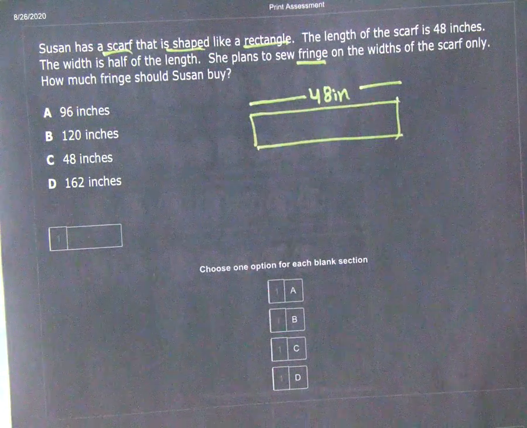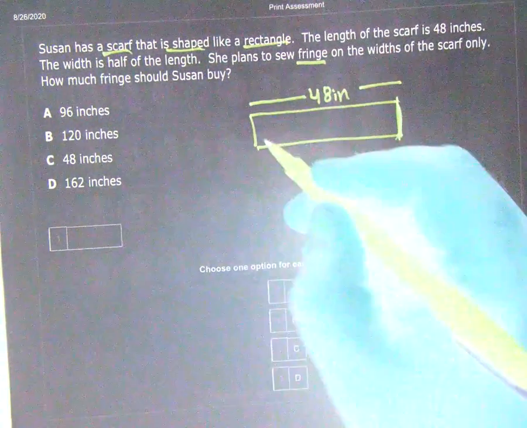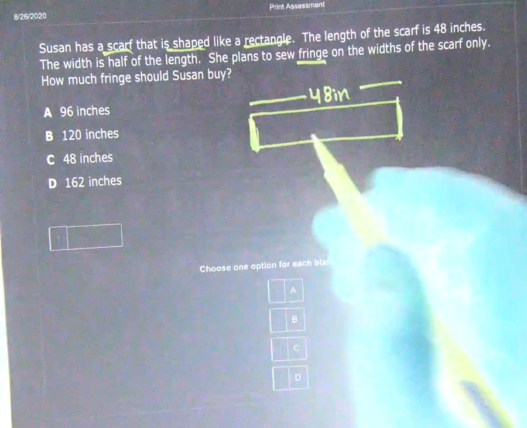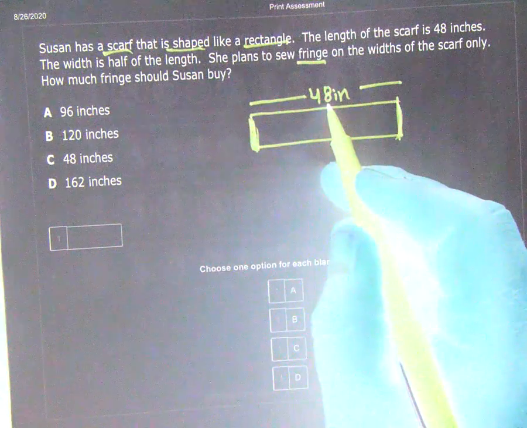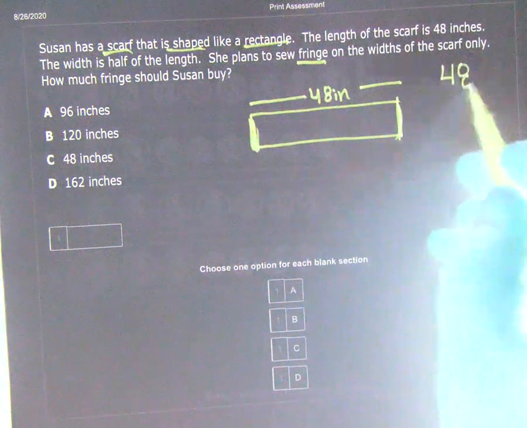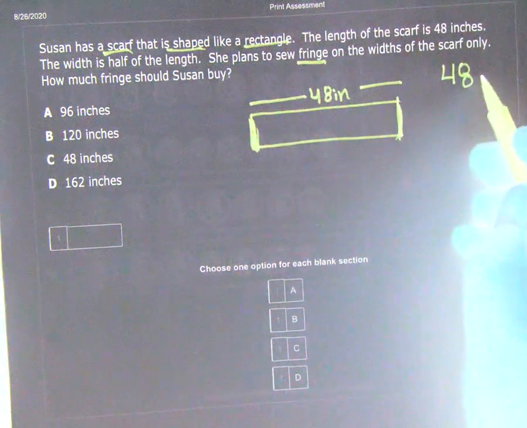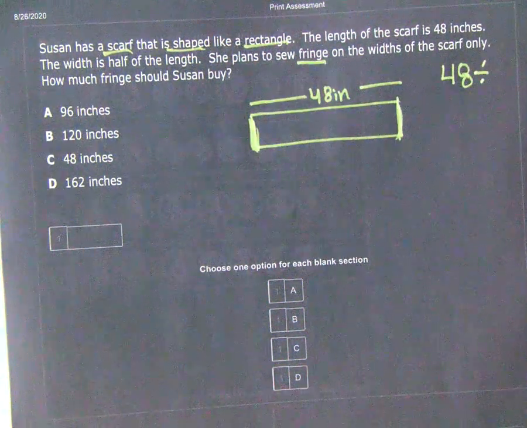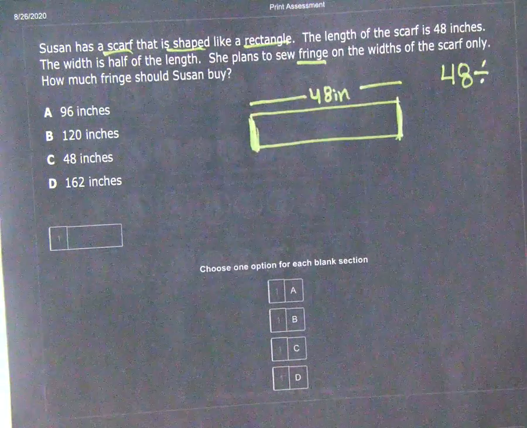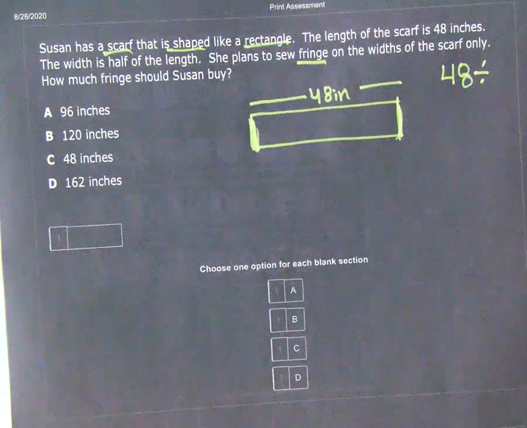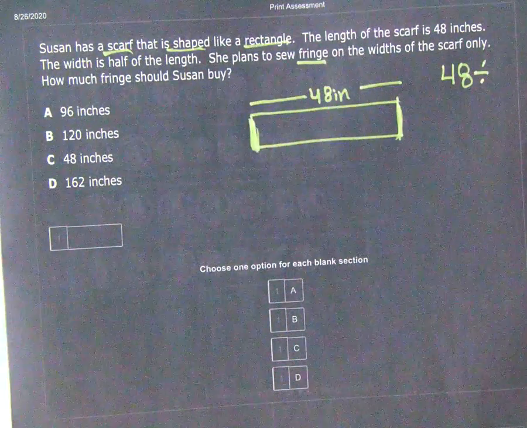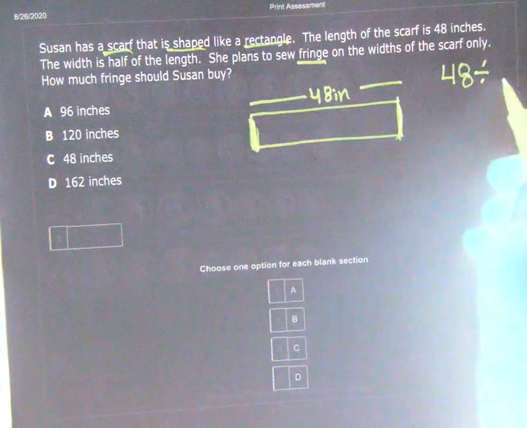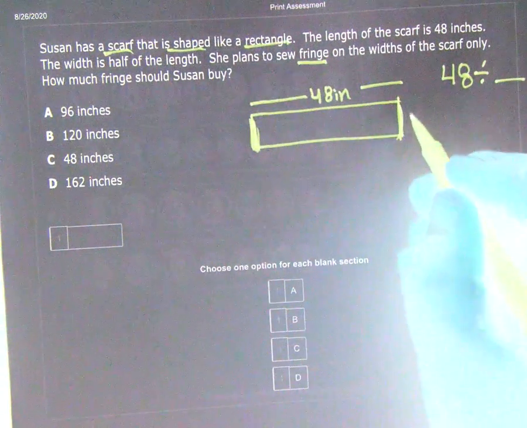The width is half of the length. So this part here, which maybe this model isn't to scale, but I'm looking for the math concepts, not drawing an accurate model right now. 48, half of the length. So what's 48 in half? Well, I could divide by a number to find the half, right? I could do that. What would that be? So once you figure that out, then that's how the width is right here, this number.